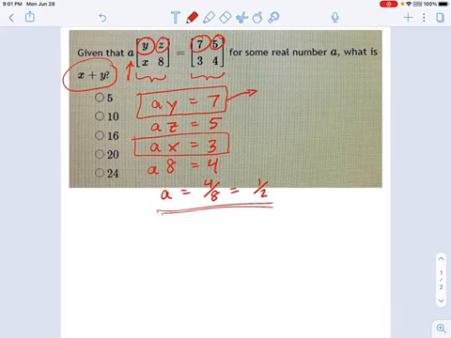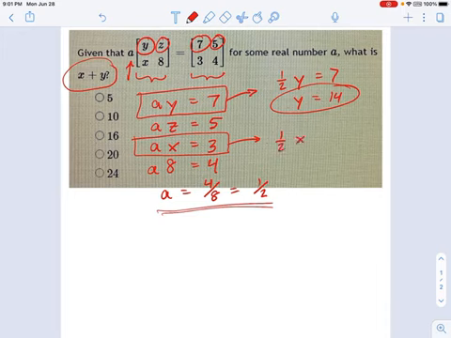This equation says 1/2 Y equals 7. Well, multiply each side by 2 and we'll figure out what Y is. Y equals 14. Great. Likewise, this one says 1/2 times X equals 3. Multiply each side by 2. X equals 6. Okay, what's X plus Y? Well, that's just 6 plus 14, and that's 20.